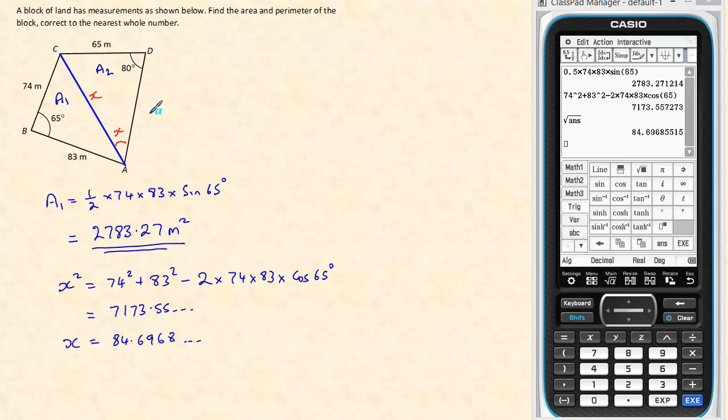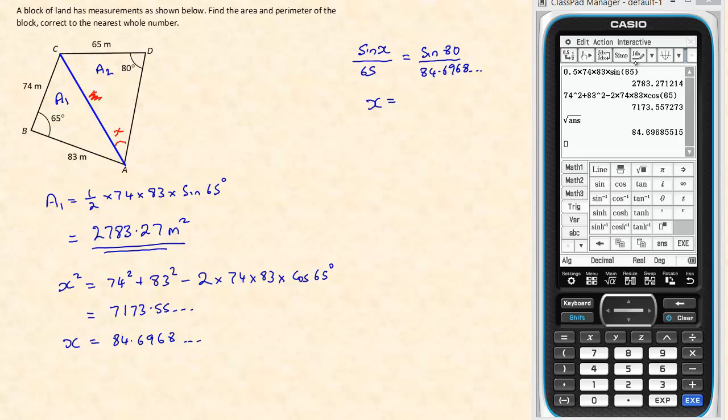So I'm going to call this one x now, and we know this one, remember. So sine x over 65, which is the side opposite, would be equal to sine 80 over the side opposite, which is what we just worked out. So that's 84.6968 and so on. So that's going to enable me to work that one out.